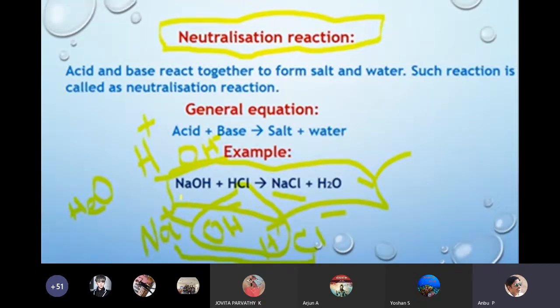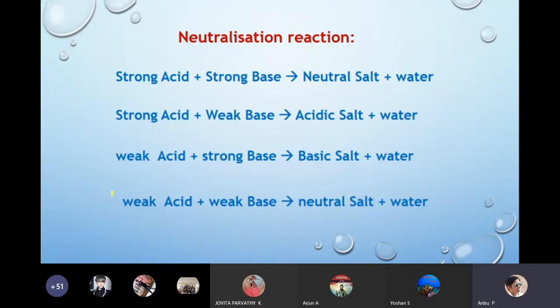All salts are not neutral. That is what you need to understand. There are some salts which are acidic and also basic. So here I have given the hint. When there is a reaction between a strong acid and a strong base, it is going to form a neutral salt. Okay, remember: strong acid, strong base, neutral salt. Definitely water will be formed.